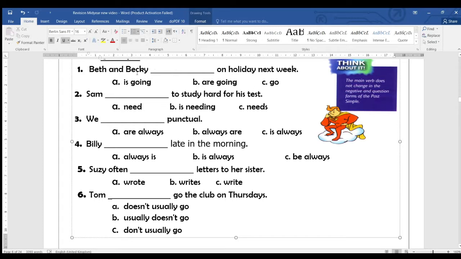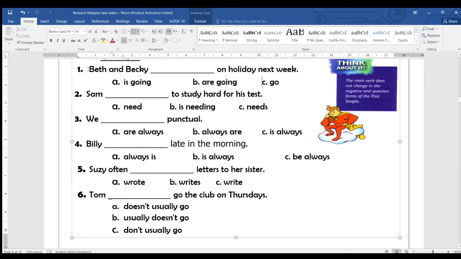Beth and Becky on holiday next week. Which one is the correct choice? Is going or are going or go? What I'm going to do here is look for a keyword. Do I have a keyword? Yes, I have next week. It's in the near future. So what am I going to use? The present simple or the present continuous? Of course, the present continuous.